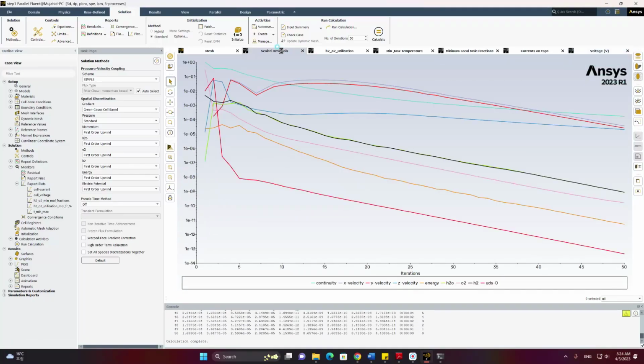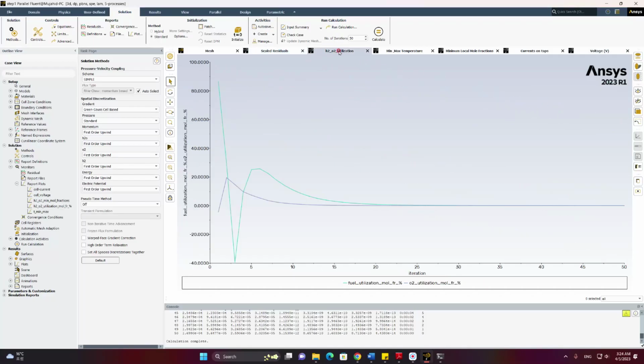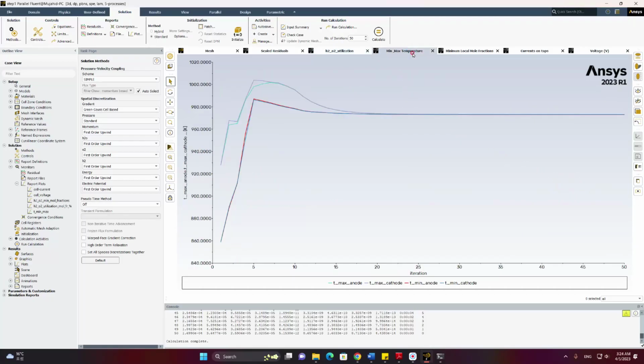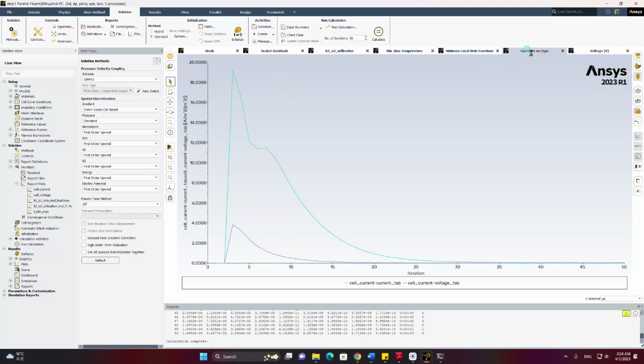You can see all the scaled residuals, it's converged properly, very good convergence is achieved, and the fuel utilization right now is very low because we gave a very small amount of current. This is almost zero current, so even at 50 iterations it is 0.067. There will be a slight difference between the anode and cathode because there's no current going outside the circuit, so there will be a small difference between them.